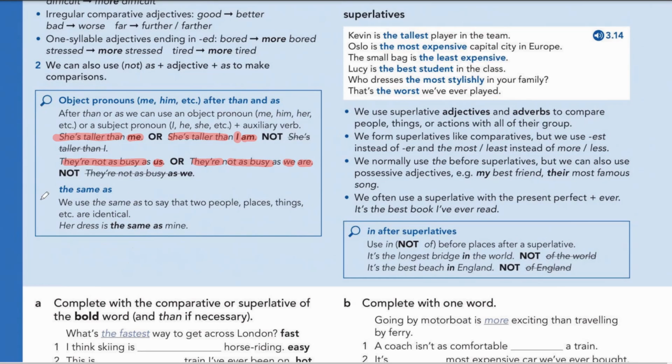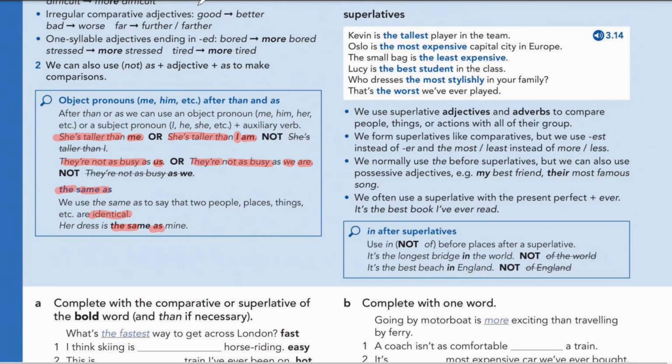All right. So the next one is the same as. You have to memorize this structure. The same as. It's very common. Her dress is the same as mine. We use it when I want to say that two people, two places, two things are identical. They are the same level, same quality, etc. We use the same as.